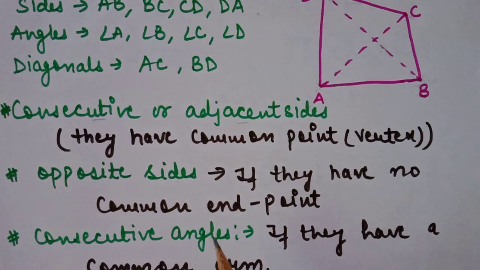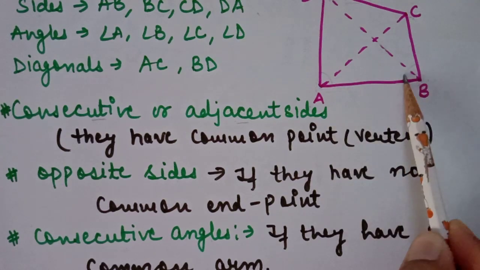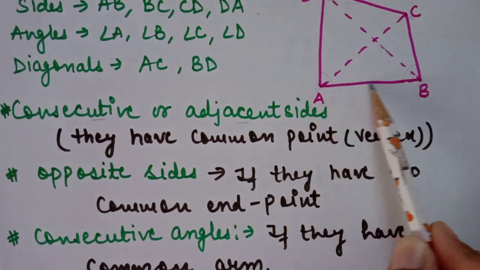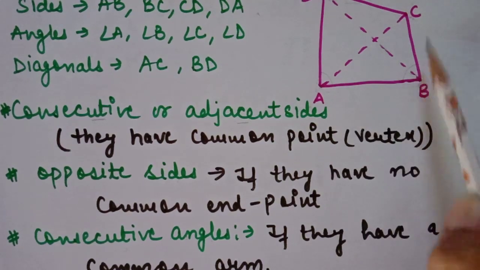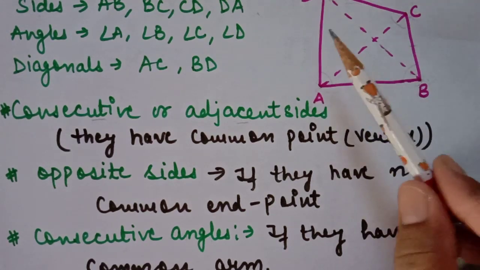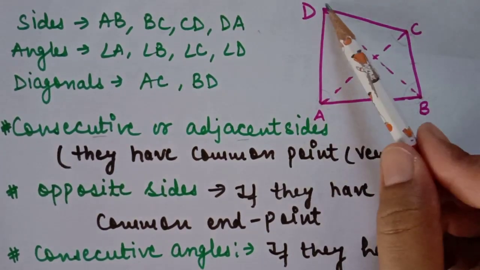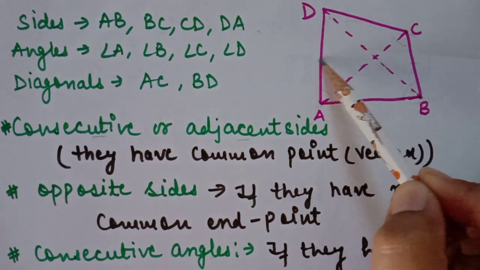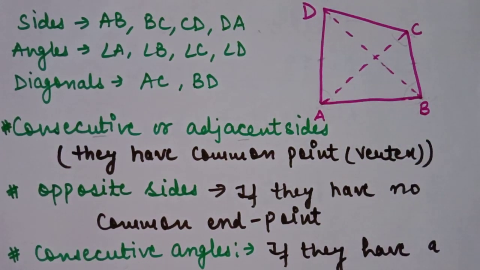Next one is consecutive angles. The consecutive angles of a quadrilateral are 2 angles which include a side in their intersection. In other words, we can say 2 angles are consecutive if they have a common arm. Similarly, angle A and angle B are consecutive angles because they have a common arm, and angle B and angle C are also consecutive because they have a common arm. And angle A and angle D are also consecutive angles because they have a common arm AD. So students, these are consecutive angles.